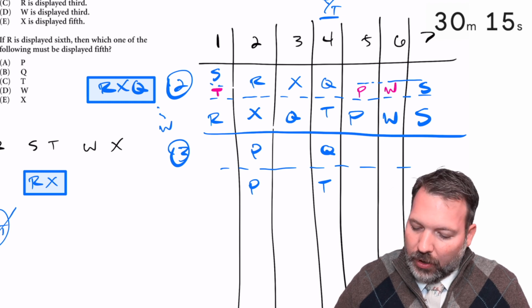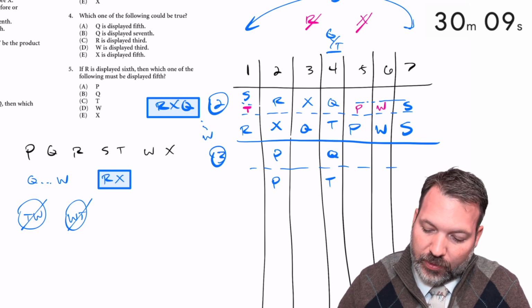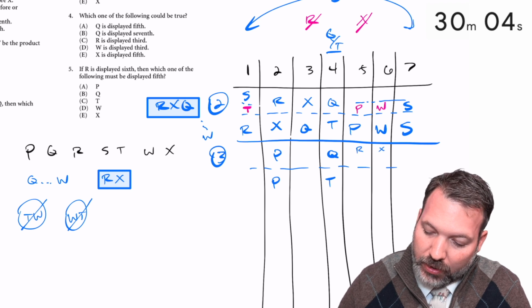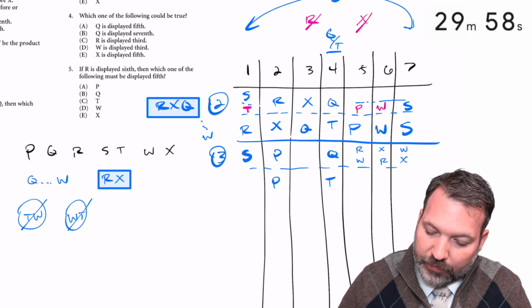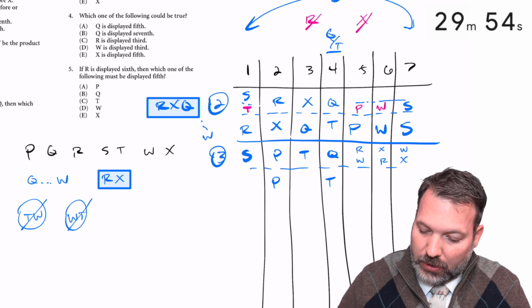Of course, I need the RX block to go somewhere. It has to be 5, 6, 7. And at least when Q is fourth, W has to be back there as well. Now, I don't think I know the order. It could be RXW or WRX. But either way, for sure, S ends up going first and T ends up going third. That looks okay to me.